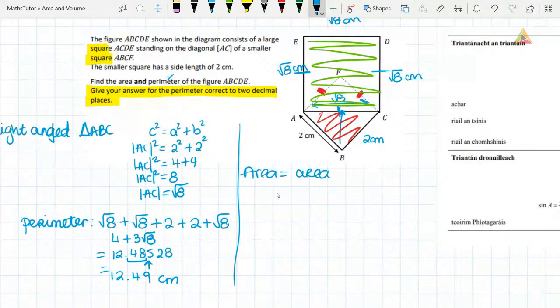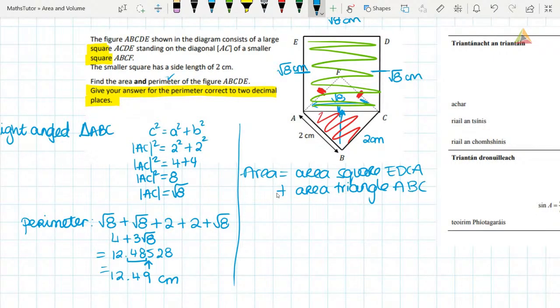So it's the area of the square, which is EDCA, plus the area of the triangle, and the triangle is ABC. So to work out the area of a square, the area of a square is going to be the length multiplied by the width. So in this case, that's going to be root 8 multiplied by root 8, which on my calculator gives me 8. And my units for area are always centimeters squared. So we're going to have our units squared, and in this case, they were centimeters, so centimeters squared.